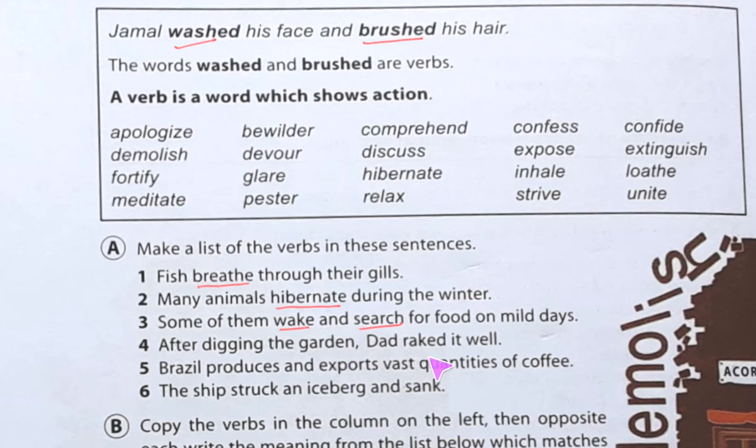After digging the garden, Dad raked it well. In this sentence, we are getting the word raked, which is showing action, so this word is a verb. But here there is another verb, digging, though it is a non-finite verb. You can keep it in your mind as a verb here, because it is actually showing an action. Brazil produces and exports vast quantities of coffee. Here, produces and exports are showing action, so these are the verbs in this sentence. Number six: the ship struck an iceberg and sank. Here struck and sank are showing action, so these are the verbs.